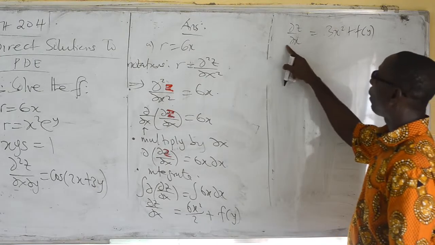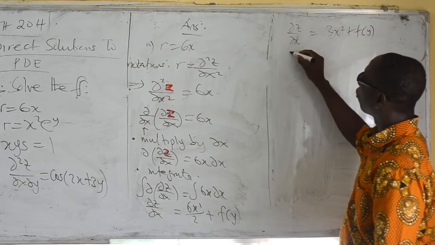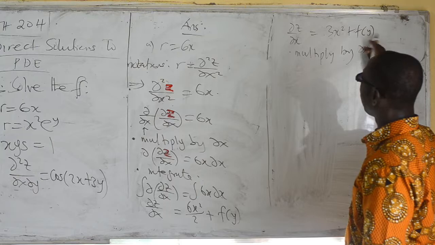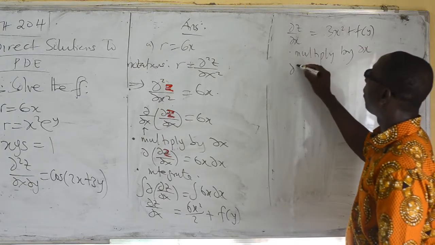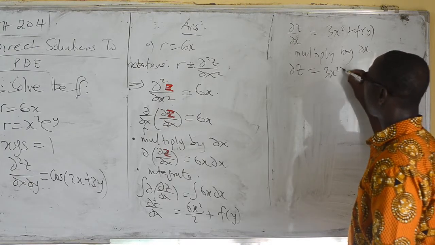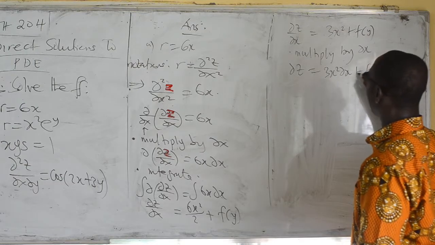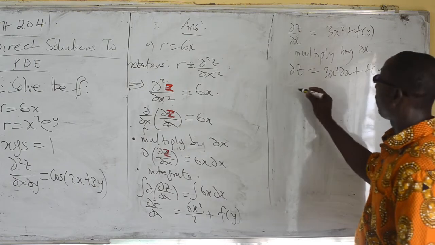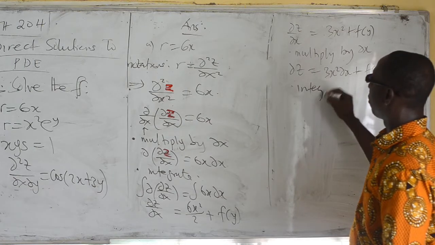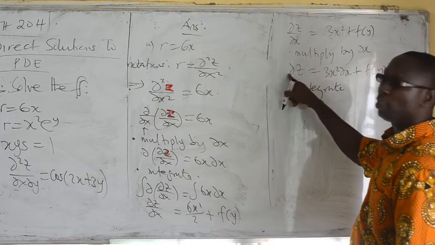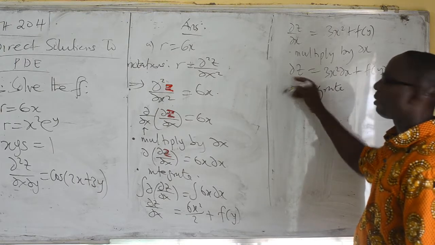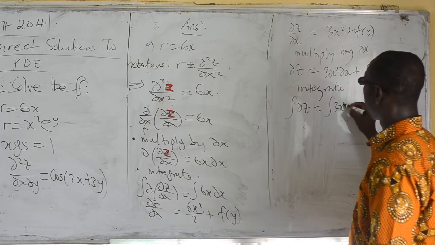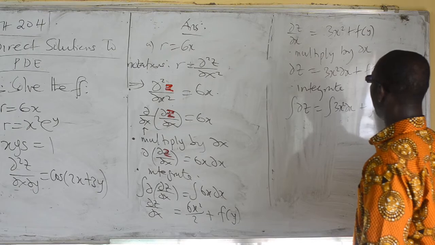Now, I start to multiply through by this. I'm trying to remove the denominator. So multiply by partial X again. So I have partial Z is equal to 3x squared partial X plus f of y partial X. Then we integrate, so that we remove this so as to get this. To remove this means integrate. We put integration here, here, and here.